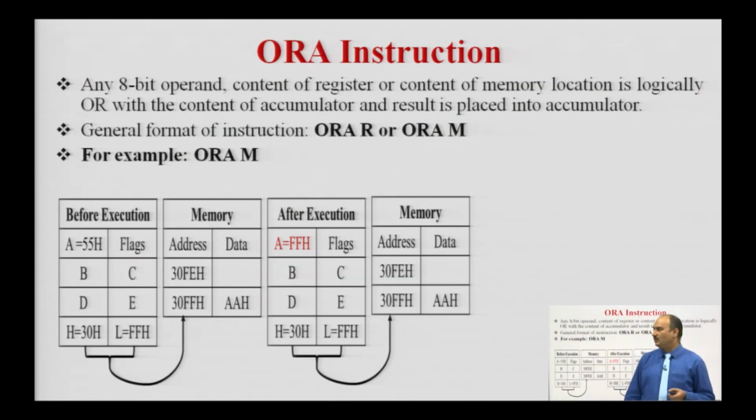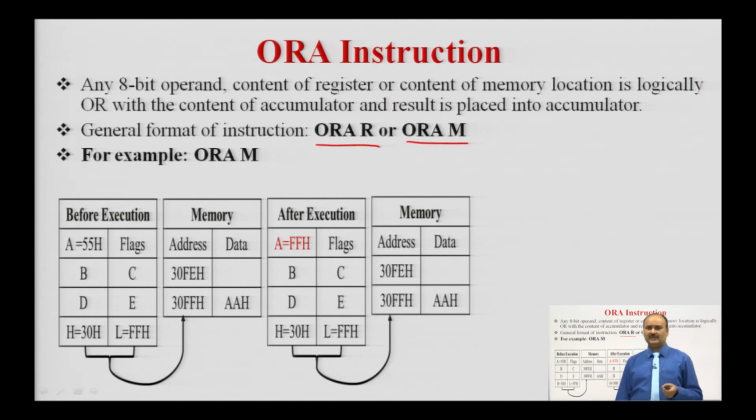Next is the ORA instruction. Any 8-bit operand, content of a register or content of a memory location, is logically ORed with the content of the accumulator, and the result of operation is placed back into the accumulator register. The logical OR operation is performed according to the truth table of the OR gate. The general format of the instruction is ORA R or ORA M. In place of R, we can use all general purpose registers, that is B, C, D, E, H, L, and another example is ORA M.